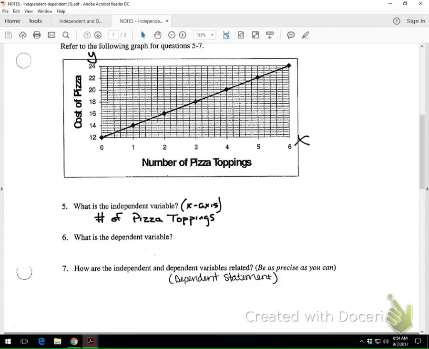Okay? So what's your dependent variable? Cost of pizza. And it's your y-axis, right? There you go.